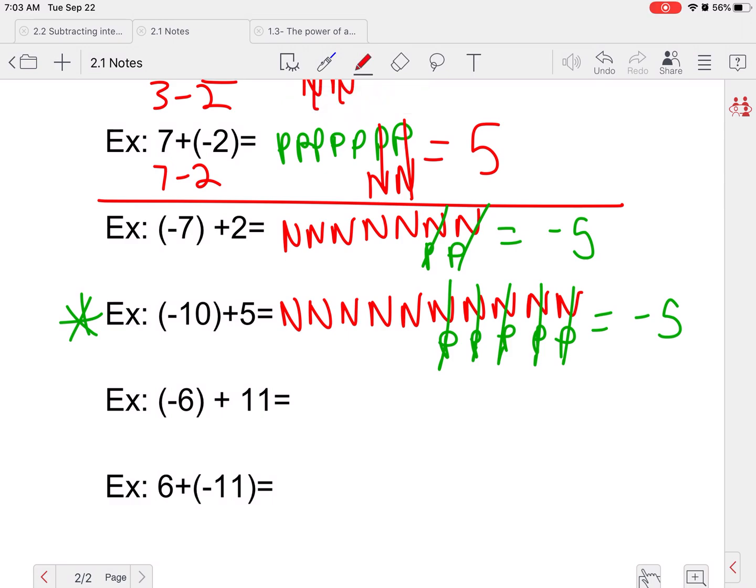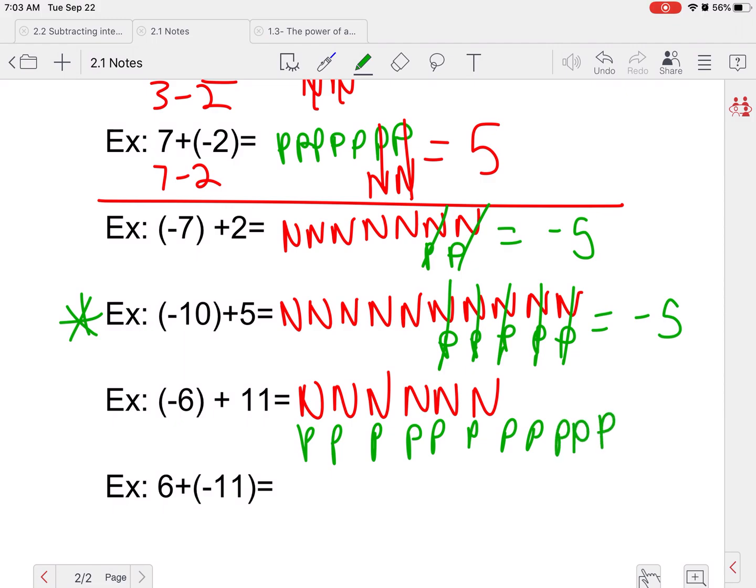We're going to start with 6 negatives, 1, 2, 3, 4, 5, 6. We're going to add 11 positives, 1, 2, 3, 4, 5, 6, 7, 8, 9, 10, 11. Again, we're going to cross those out. Negatives and positives cancel, so I'm left with 1, 2, 3, 4, 5 positives, which again makes sense. If you are $6 in debt and you make 11, you would pay off your 6 and you'd have $5 left. You can also think of this like 11 minus 6, which is a positive 5. Just like we said before, we kept the sign of the bigger number. 11 is bigger than 6, so this would be a positive answer, which we got.